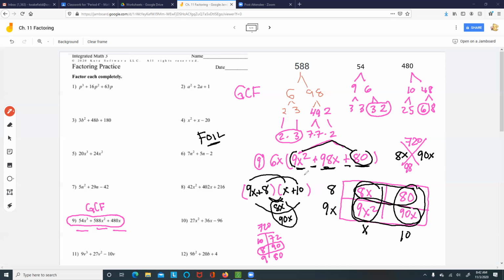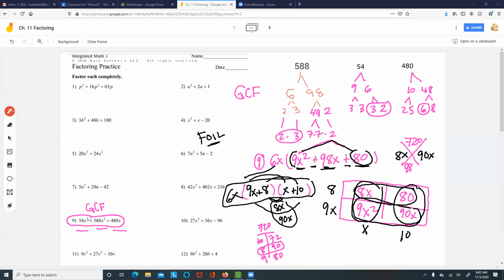So now we've factored that, and you can't factor 9x plus 8 anymore. You can't factor x plus 10. You've got to put this 6x in the front. So this is how you completely factor 54x to the third plus 588x squared plus 480x.